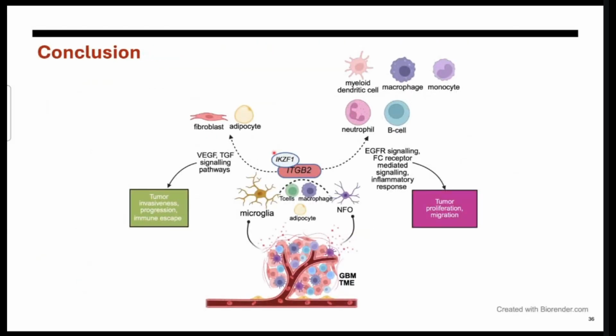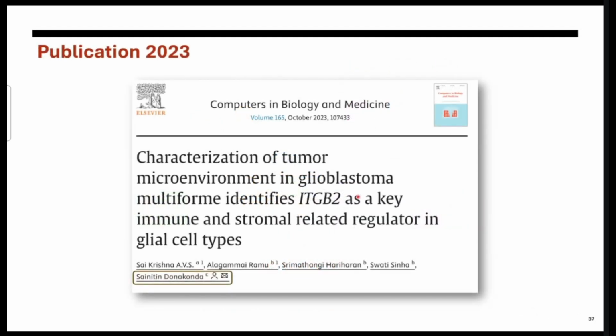So in conclusion, by using bioinformatics methods, we were able to delineate the mechanisms of the tumor microenvironment in GBM patients using the bulk RNA sequencing transcriptomic dataset and also the single-cell level RNA sequencing dataset. This highlighted again ITGB2 and the IKZF1 transcription factor, which regulates various immune-related pathways and tumor-related pathways like the VEGF signaling pathway, EGFR signaling pathway, and tumor proliferation. And then we were able to publish this data in 2023 in the Computational Biology and Medicine journal.